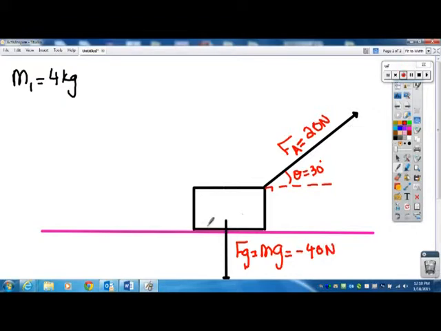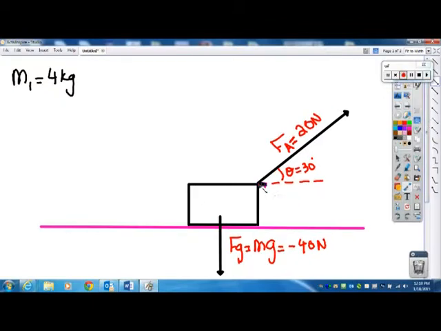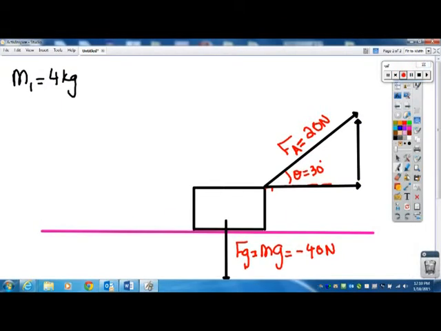However, the normal force will not be negative 40 newtons. The surface doesn't push back up 40 newtons because now this rope is interfering. The rope is doing two things. The rope is pulling towards the right, and the rope is pulling upwards. It's doing two things at the same time. We call the force that it exerts on the object toward the right FAX. It's the X component. And the force that's pulling upwards, we can call FAY. It's the Y component of FA.